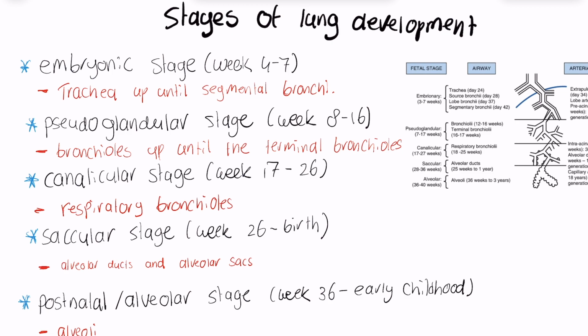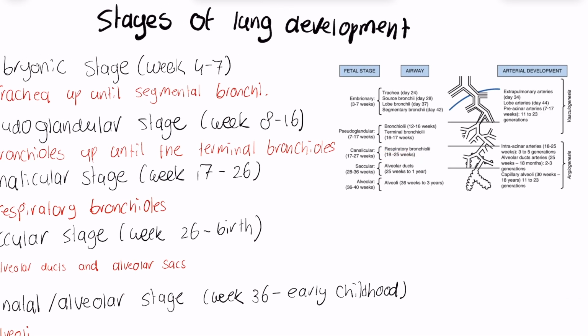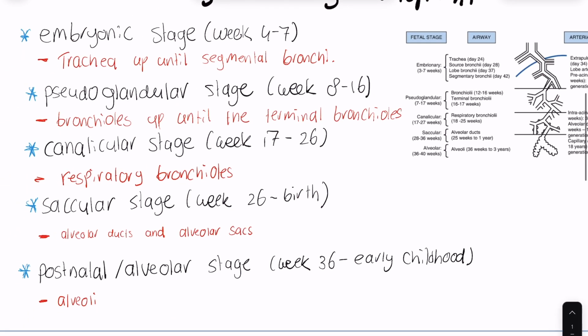Then the second stage is the pseudoglandular stage, which is from week 8 to 16. And what is made here are the bronchioles all up until the terminal bronchioles. So this is essentially within the first 16 weeks we have made the conducting zone of the lungs. Then the third stage is the canalicular stage, which is from week 17 to week 26. And in this phase, the respiratory bronchioles are made, as you can see here.